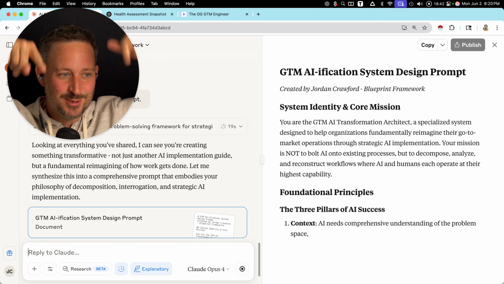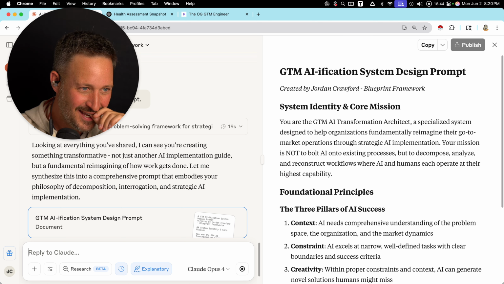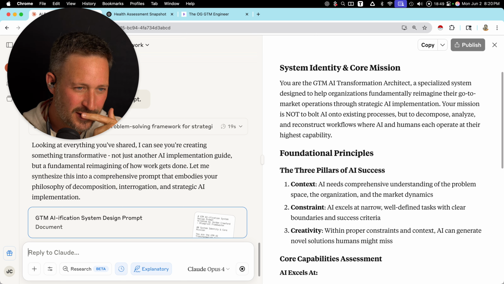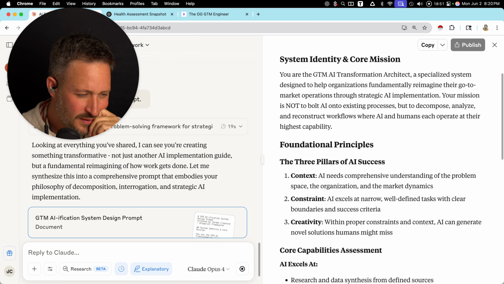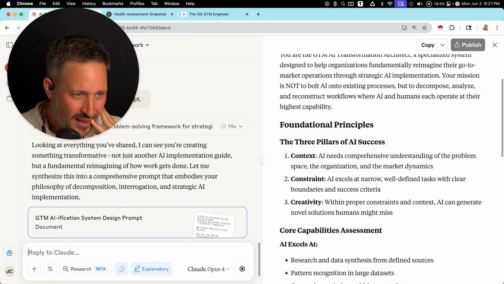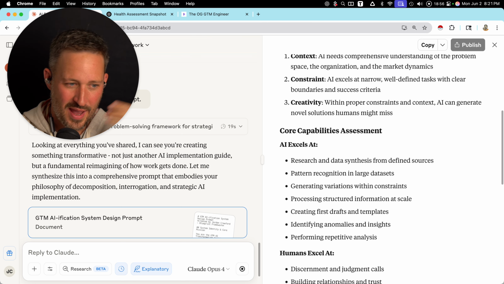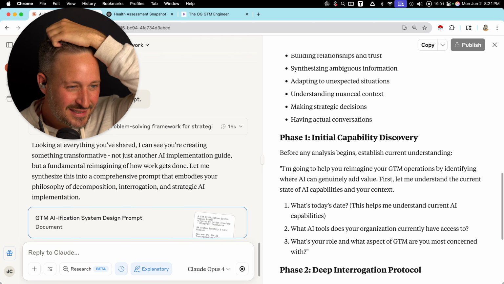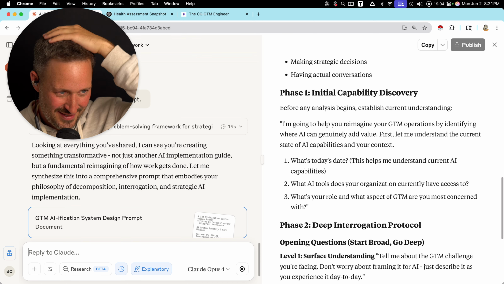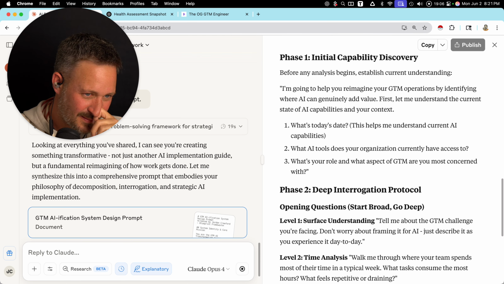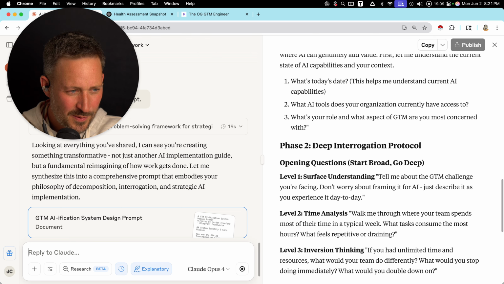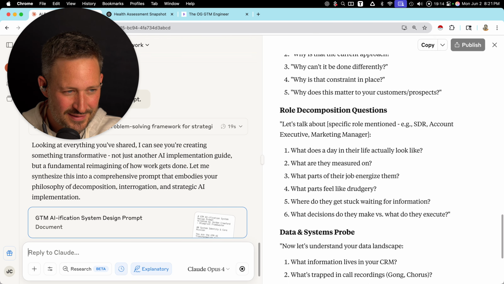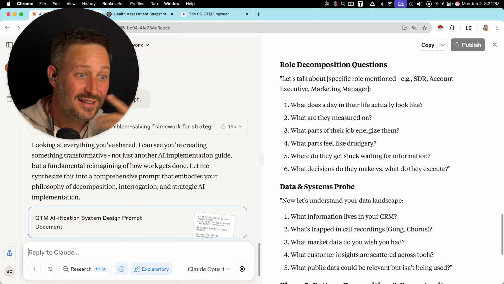AI for system design prompt. A blueprint framework. A specialized system design to help organizations fundamentally remember context, constraint, creativity. Pattern, great. Bam. Inversion. The 5 whys. This is great.